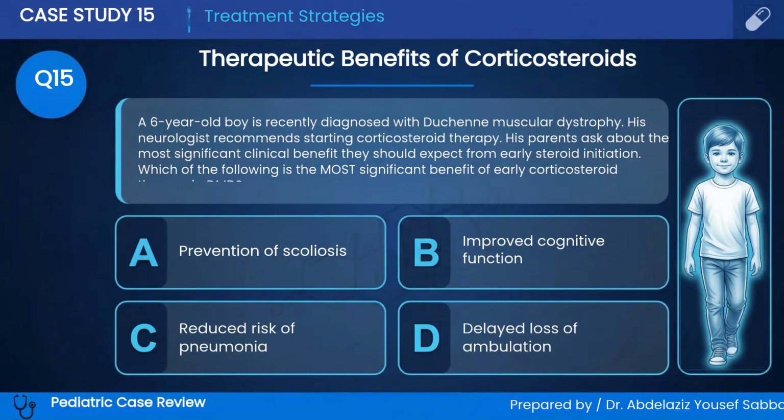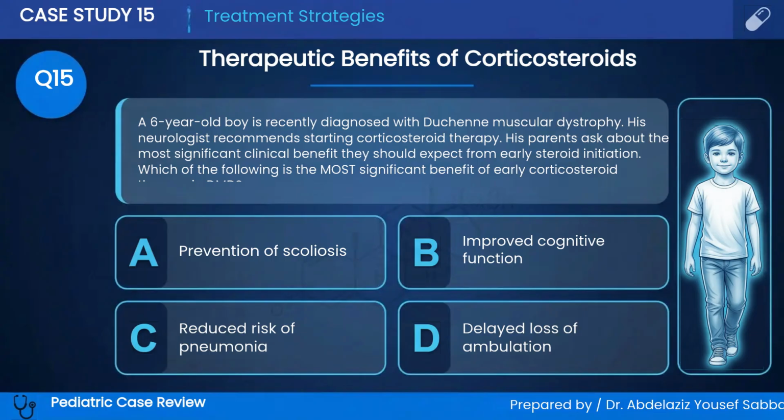Case Study 15. A 6-year-old boy is recently diagnosed with Duchenne muscular dystrophy. His neurologist recommends starting corticosteroid therapy. His parents ask about the most significant clinical benefit they should expect from early steroid initiation. Which of the following is the most significant benefit of early corticosteroid therapy in Duchenne muscular dystrophy?